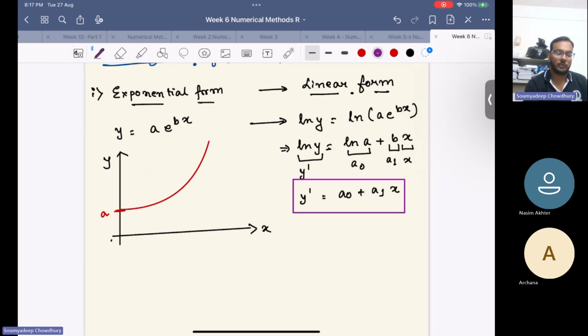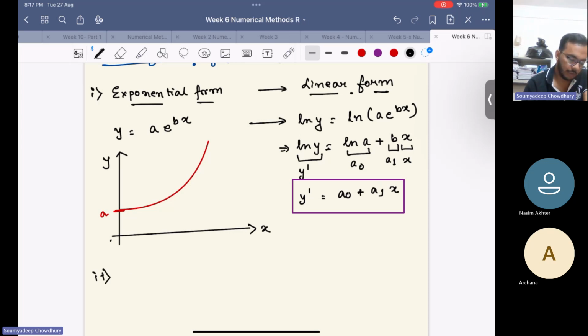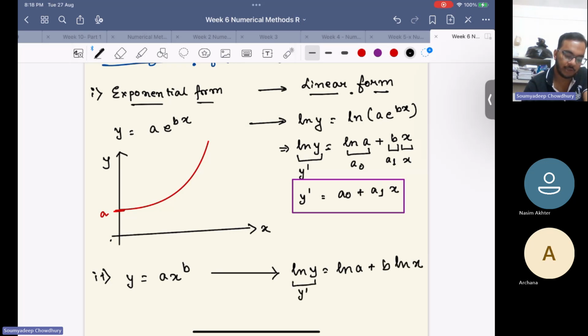Okay, fine. So we are getting a linear form from this. Similarly, if you have another equation, say a power equation like a x to the power b, if I apply ln to this, it will be ln a plus b ln x. Similarly, if I make this y dash, this x dash, this a naught, and this a1, we will get a linear form, right? You just have to change the variables. That's it.